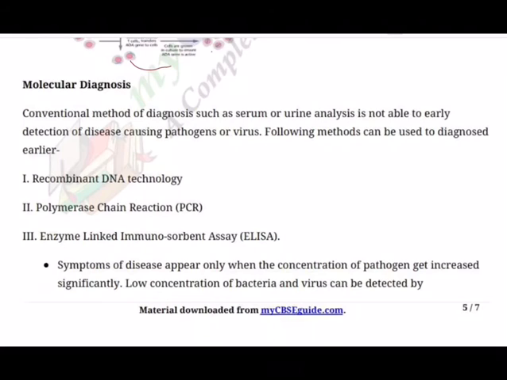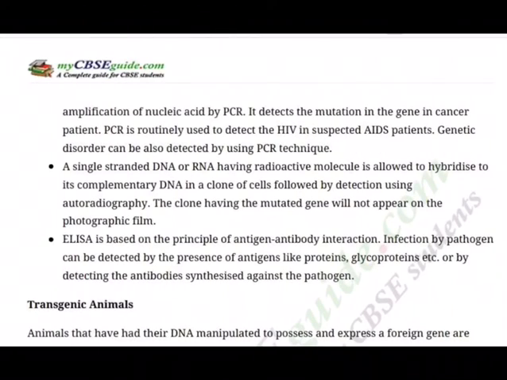Symptoms of diseases appear only when the concentration of the pathogen increases significantly. A low concentration of bacteria and virus can be detected by amplification of nucleic acid by PCR, polymerase chain reaction. It detects the mutation in the gene in cancer patients. PCR is routinely used to detect HIV in suspected AIDS patients. Genetic disorders can also be detected by using the PCR technique.